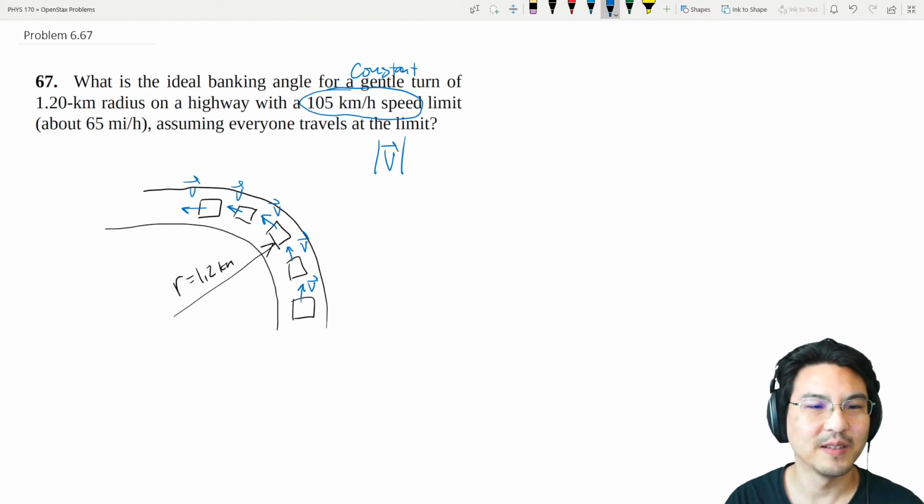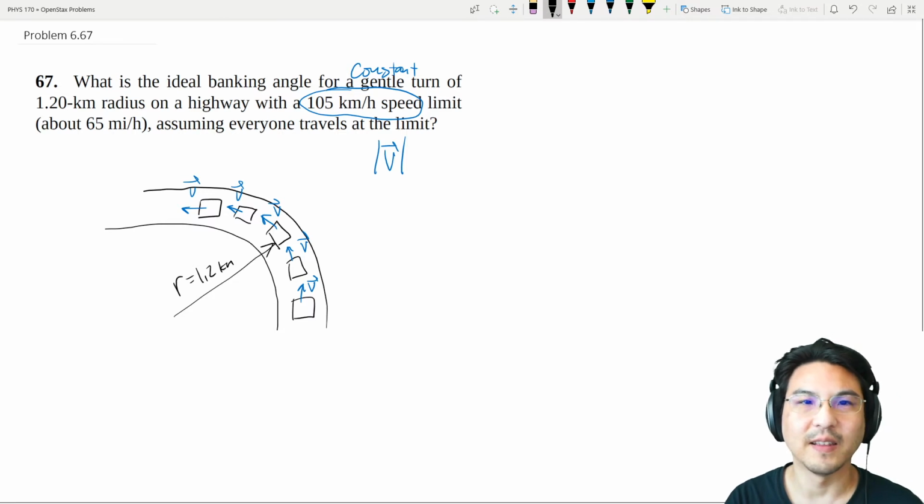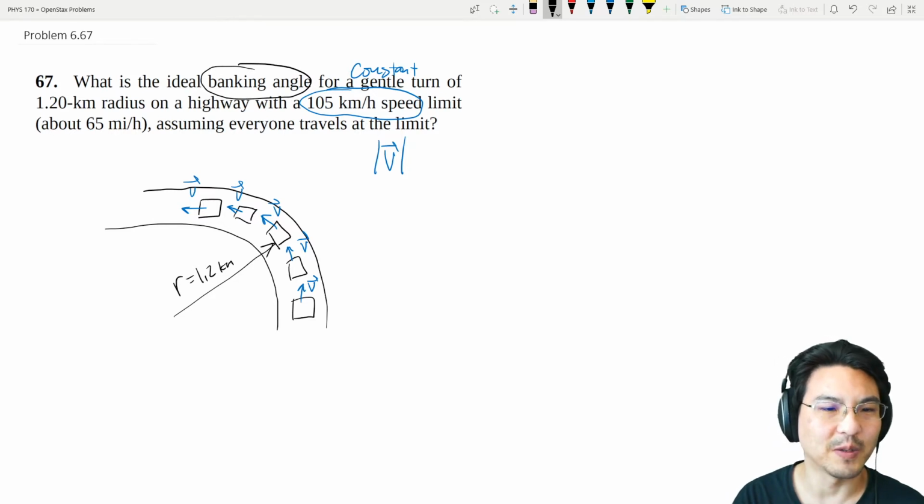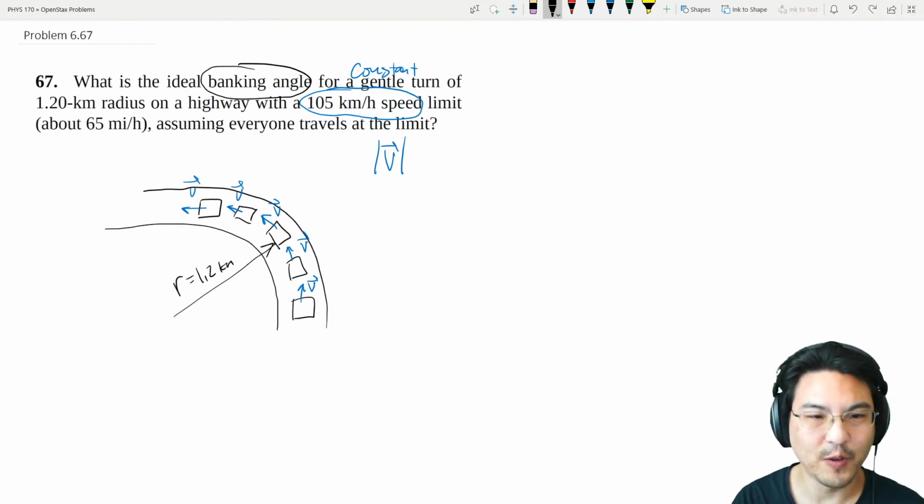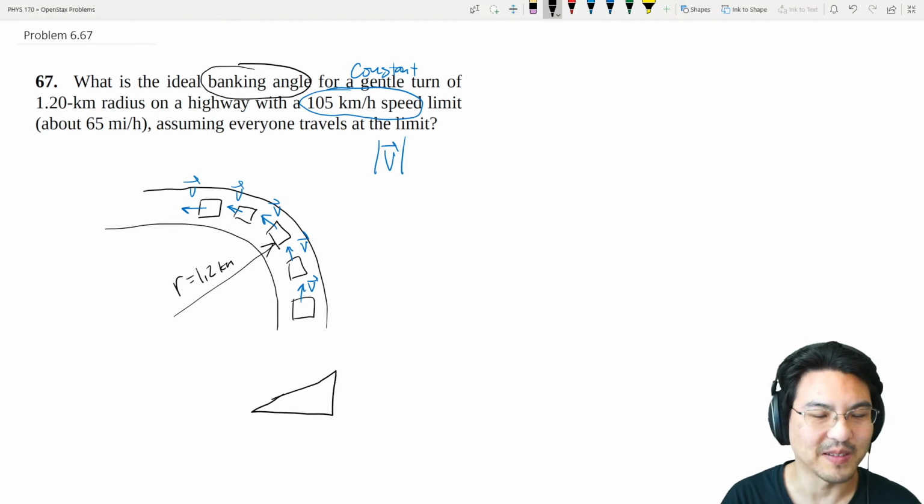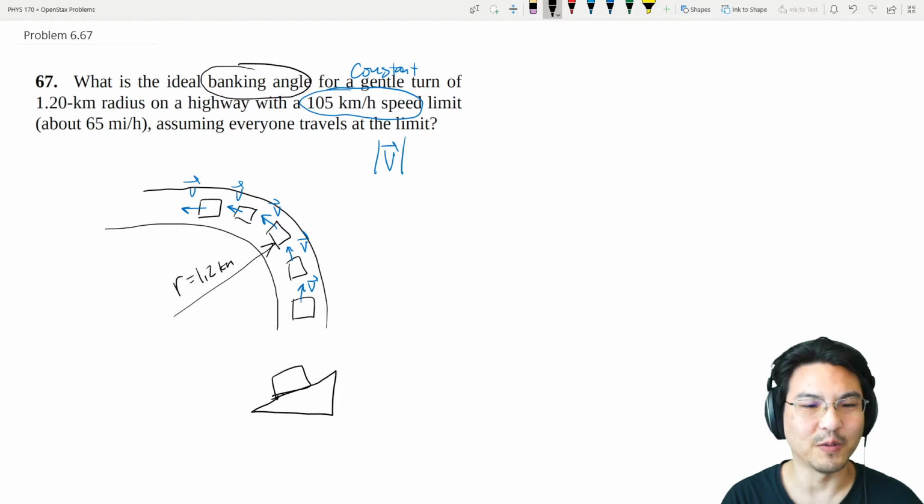And then here it's saying that it's banked. So in other words, this is the top view. If we look more from the front view, then the road looks kind of like this, kind of exaggerated, but it's at an angle, and then the car in this view is driving into the page.